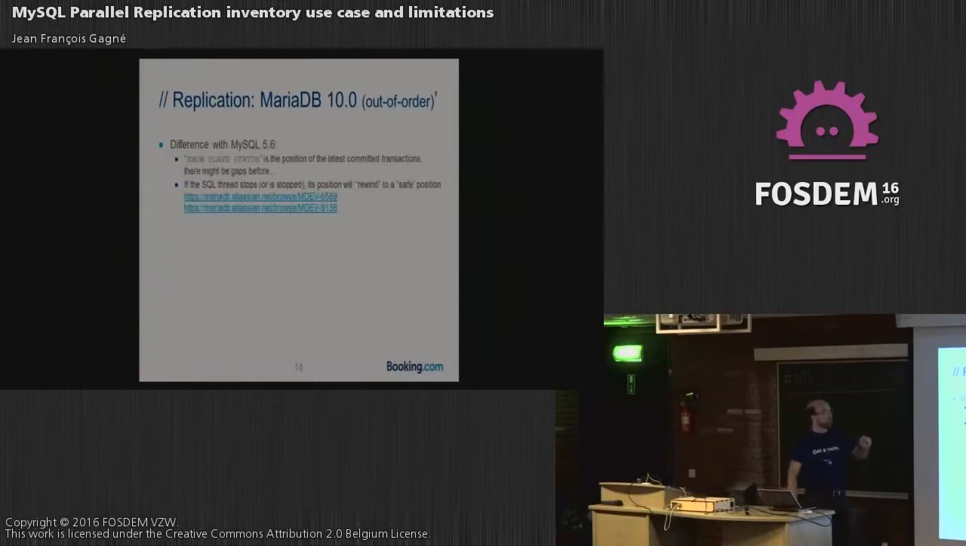A little difference: in MySQL 5.6, show slave status is the position where everything is committed. In MariaDB, it's the position of the last committed transaction. So in MySQL 5.6, the gaps are on one side. In MariaDB 10.0, the gaps are on the other side, which can lead to very surprising things. If you stop your SQL thread, you'll see it rewind in the relay log because it must execute its gaps. So it's quite surprising. There's a bug open on that. The patch is pushed, so it should be in the next release of MariaDB.